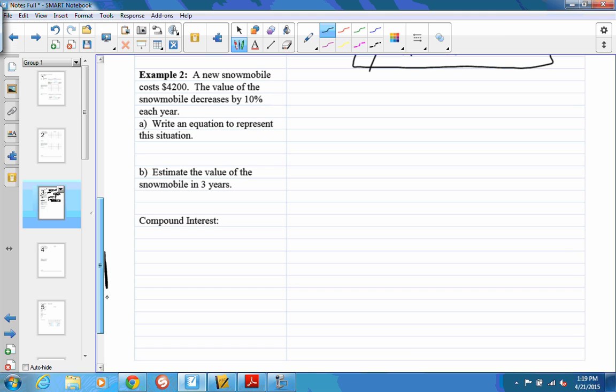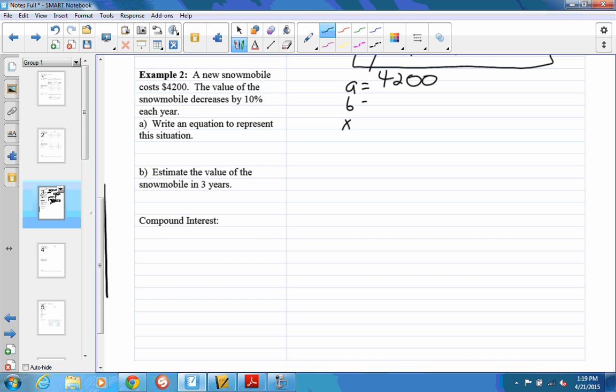Here we go. A new snowmobile. Because we're all looking to buy snowmobiles. Useful math, right? A new snowmobile costs $4,200. That's a really nice snowmobile. The value of the snowmobile decreases by 10% each year, in equation. So let's identify A, B, and X here. What is A? 4,200. That's my initial amount. The snowmobile originally cost me $4,200.